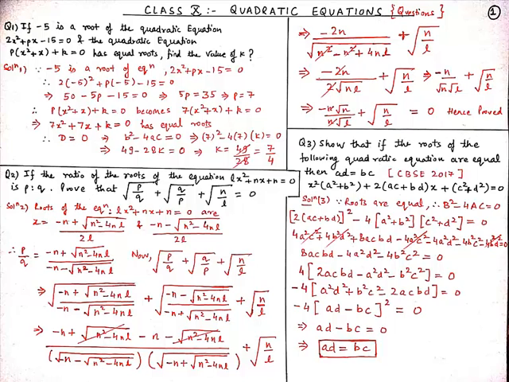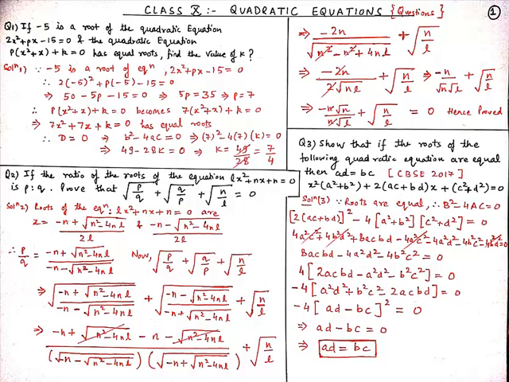Therefore b square minus 4ac is equal to 0. And when we put the value of b, which is 7, square, minus 4 into the value of a, which is the coefficient of x square, that is 7, so minus 4 into 7 into k equal to 0. So from here we get 49 minus 28k equal to 0, and k is equal to 49 upon 28. Now on solving this fraction, we get k is equal to 7 upon 4.